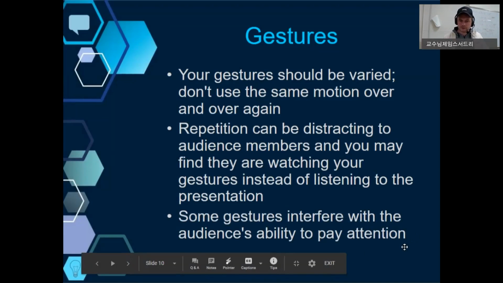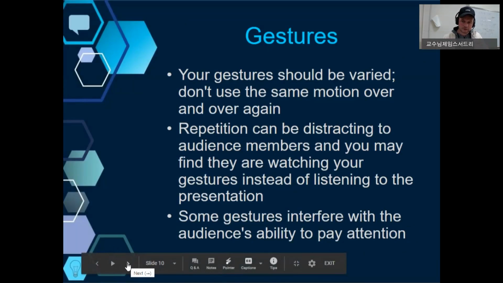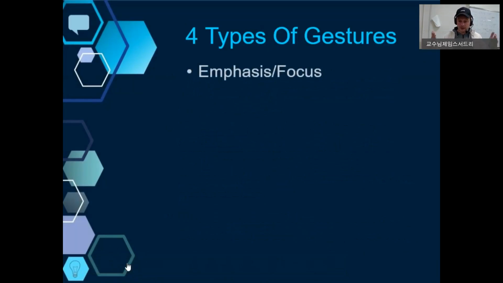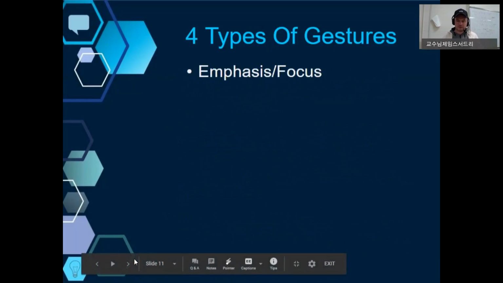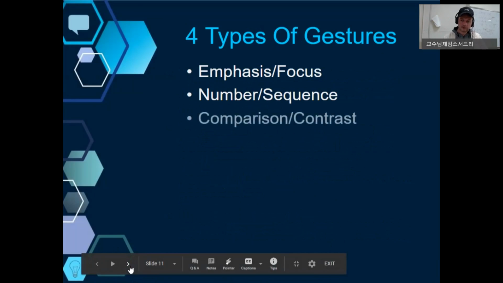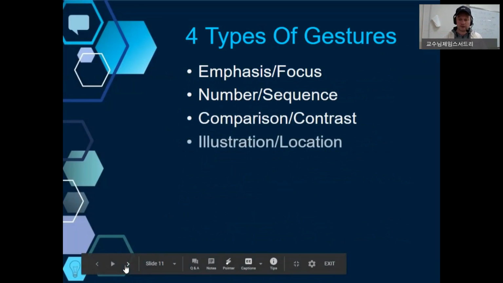Some gestures do not help the audience, okay? So we've got to be careful with gestures, all right? Some gestures do not help the audience. There are four types of gestures. The emphasis and the focus. Okay, that's one. Number sequence: first, second, third, fourth. That's the kind of sequence, right? Comparison: over here is this, but over here is like this. Okay, comparison and contrast. Illustration and location.